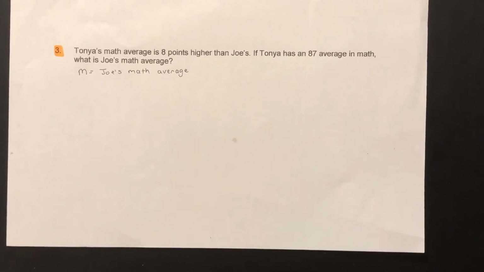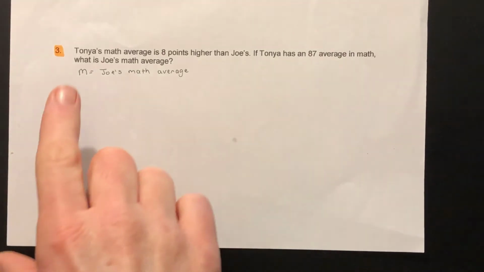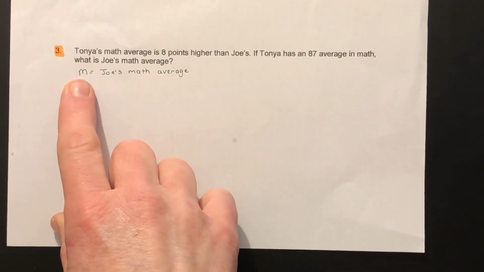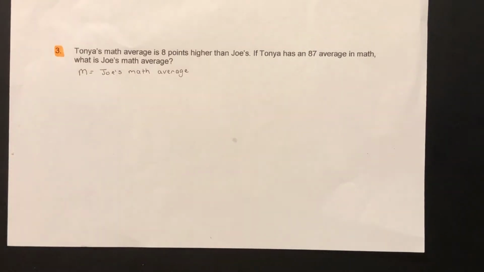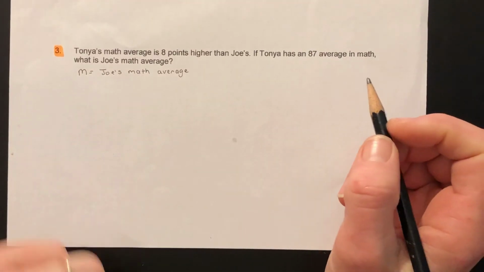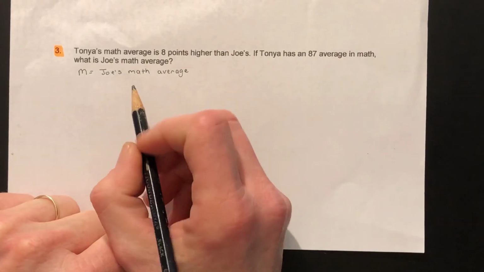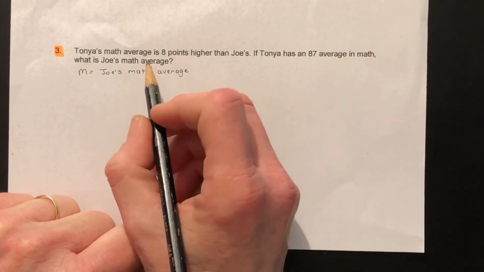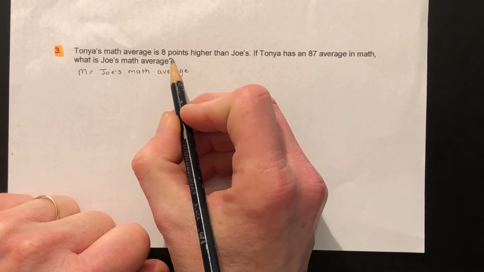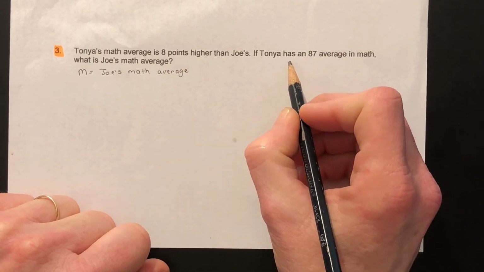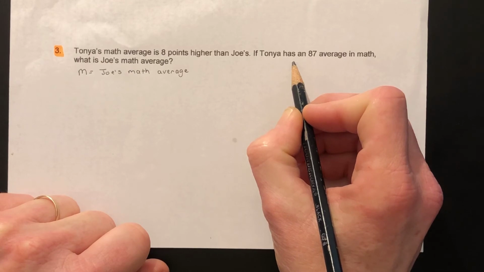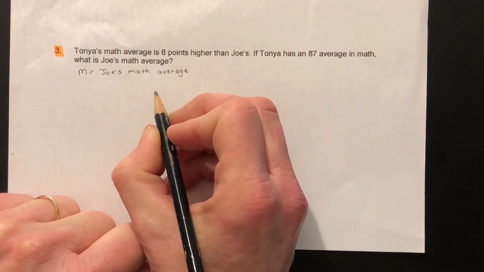Tanya's math average is 8 points higher than Joe's. If Tanya has an 87 average in math, what is Joe's average? We're trying to find out what Joe's average is, so that's what we'll need a variable for. M will be Joe's average. We have a description of Tanya's average compared to Joe's, and we have Tanya's exact average. And we'll use those to make the equation.